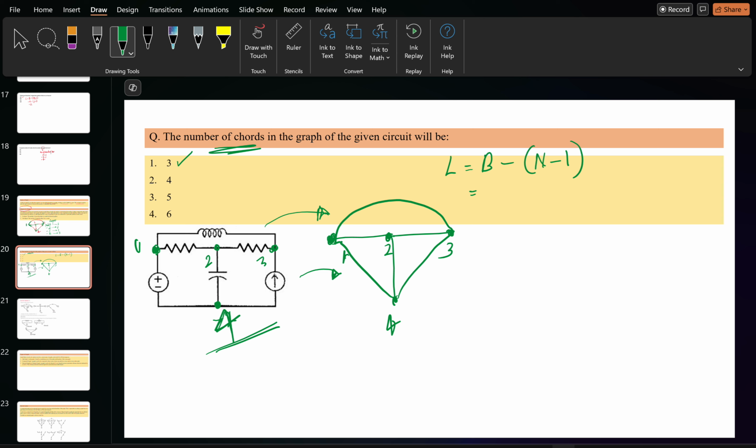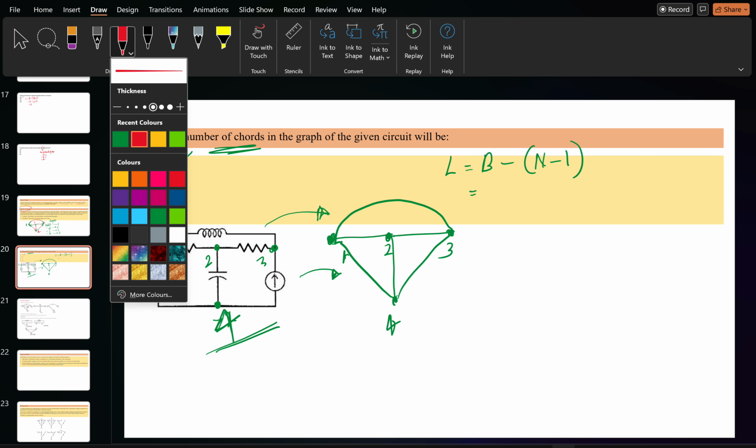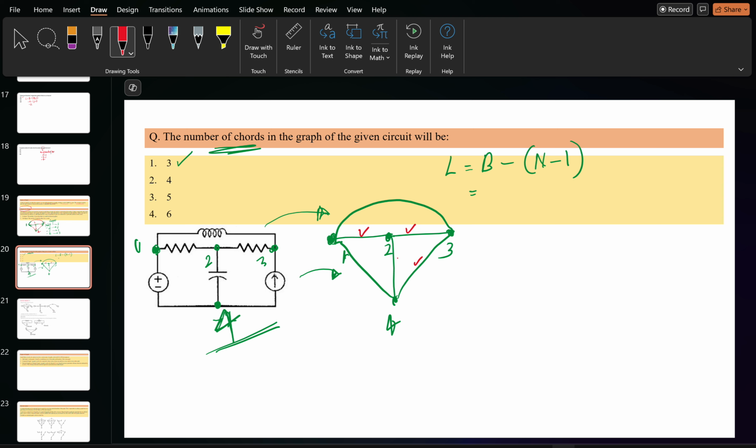Okay. How many branches are here? If you see the number of branches, 1, 2, 3, 4, 5, 6. So there are 6 branches. How many nodes are there? 1, 2, 3, 4. 4 nodes are there. So that is equal to 4 minus 1. What is equal to that? It is actually equal to 3.